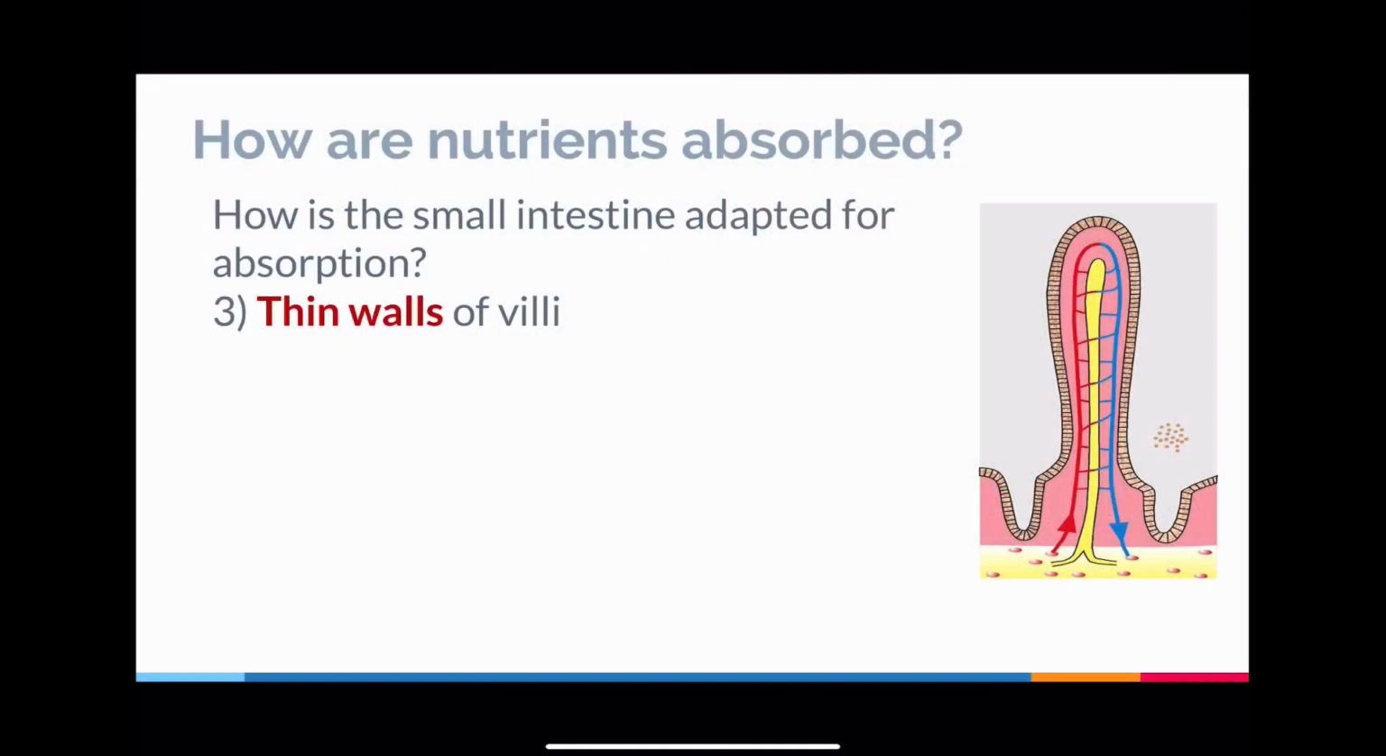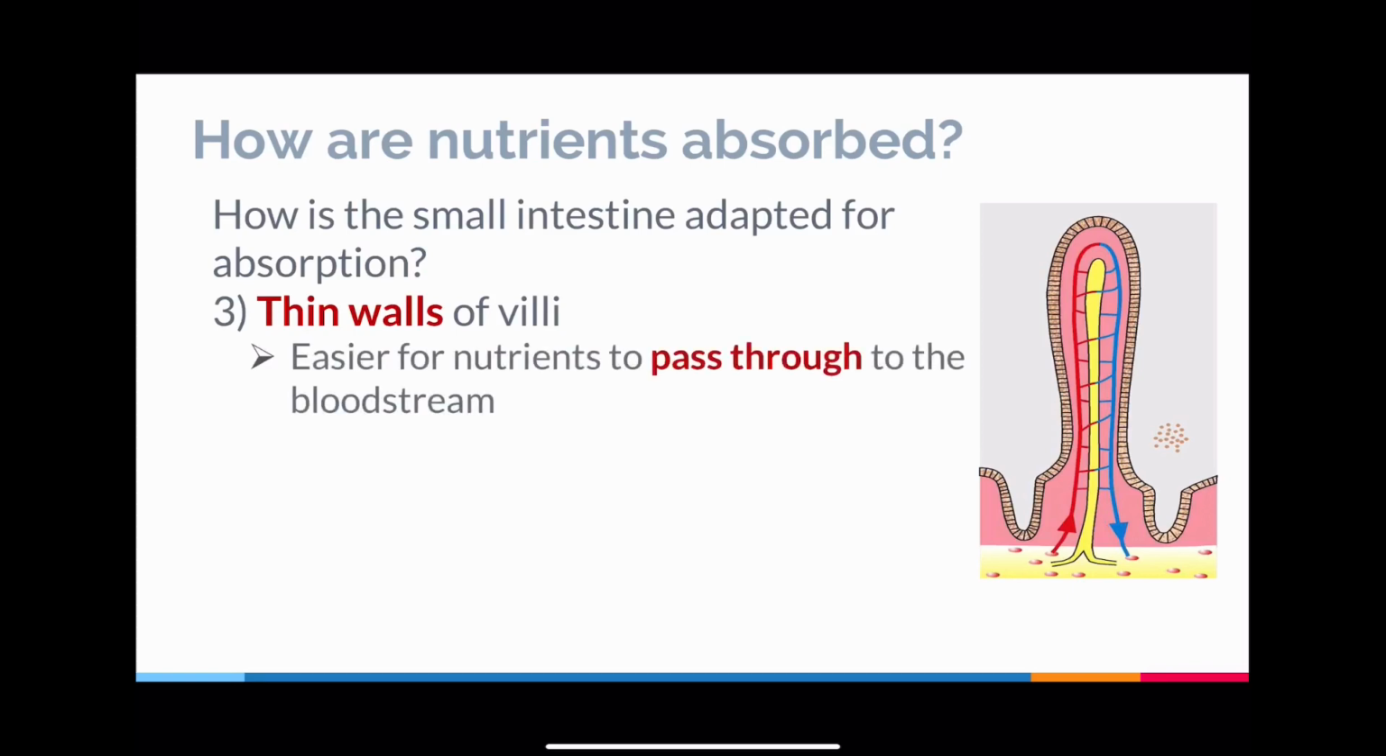Now, the third adaptation of the small intestine is that the villi have a very thin wall. How thin is it? This wall of the villi, which I'm showing you here as I annotate, is only 1 cell thick. If you remember what you learned previously, a cell is very small. So if I tell you that this entire wall is only the thickness of 1 cell, that means it's super thin, because it allows nutrients to pass into the bloodstream very easily.